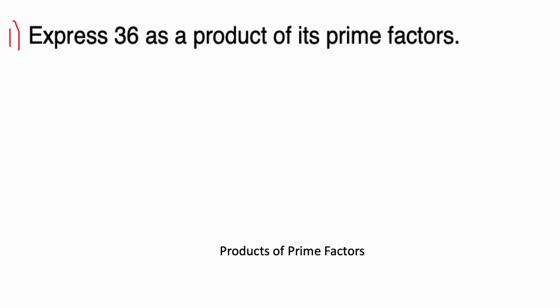Feel free to pause the video, try the question first, and then press play when you're ready. So, expressing 36 as a product of its prime factors. Product in maths means to multiply. Prime factors means writing 36 as prime numbers multiplied together. So we need to know what our prime numbers are.